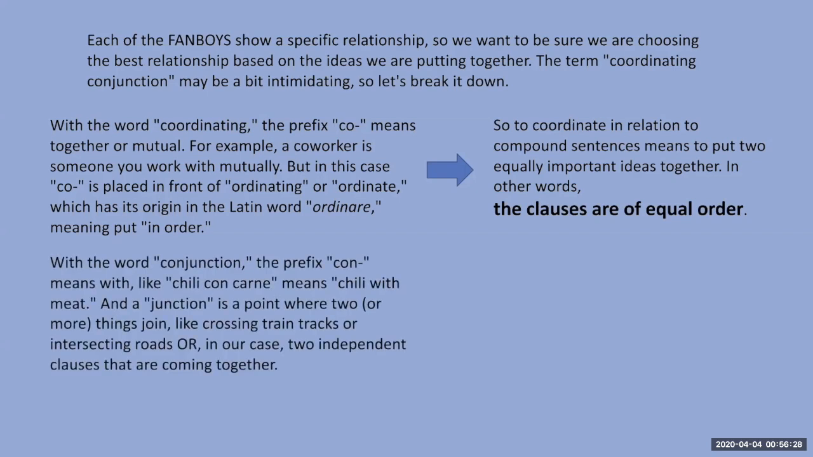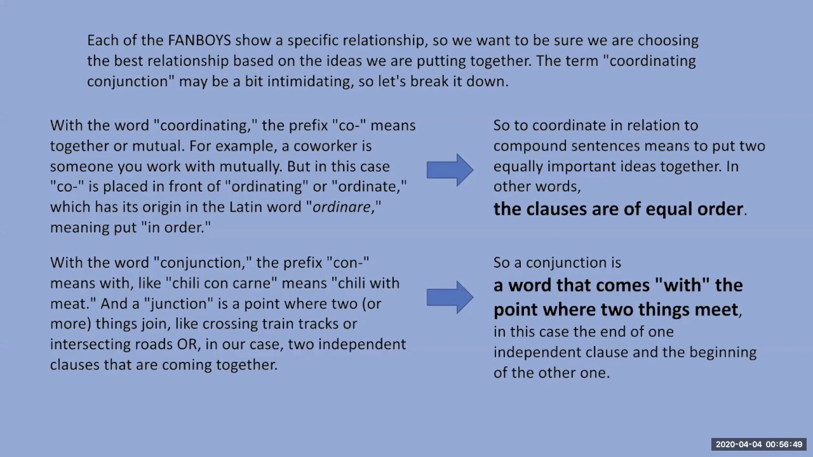With the word conjunction, the prefix con means with, like chili con carne means chili with meat. And a junction is a point where two or more things join, like crossing train tracks or intersecting roads, or in our case, two independent clauses that are coming together. So a conjunction is a word that comes with the point where two things meet. In this case, the end of one independent clause and the beginning of the other one.